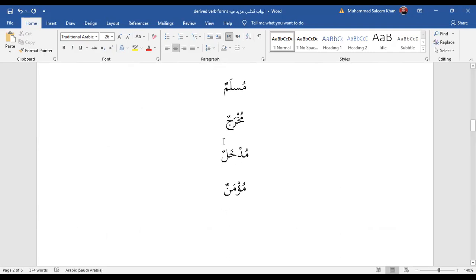The difference between kharaja and akhraja. Kharaja, he came out. Akhraja, he brought him out. Okay, it's causative. Again, sir, please. The fourth form of the verb is causative. The first form of the verb is when you do something, and the fourth form of the verb is when someone makes you do something.